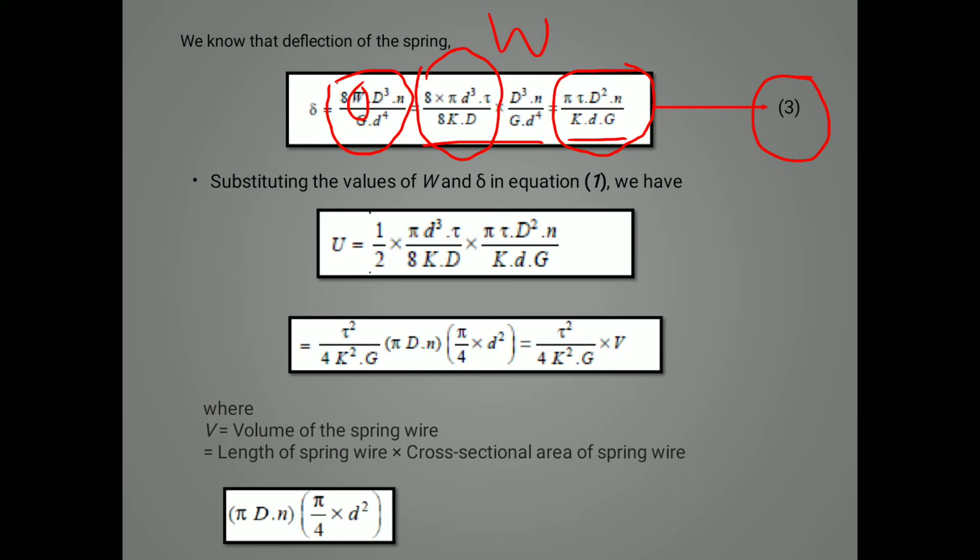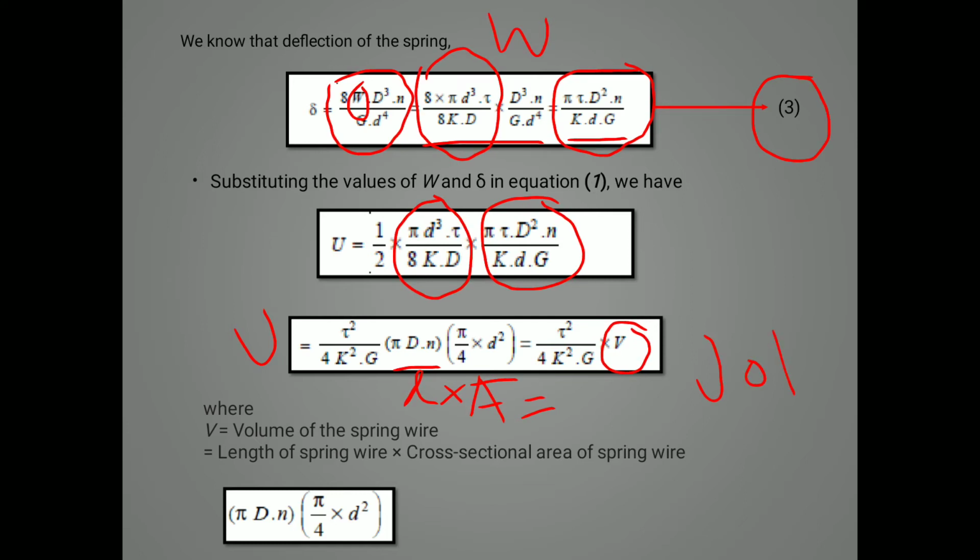So finally we will get the value of w, then the value of delta, and it will become U equal to tau square upon 4 k square g into pi d n into pi by 4 d square, and finally it will become tau square upon 4 k square g into V. So you can see that is the length into area. So it is nothing but the volume.